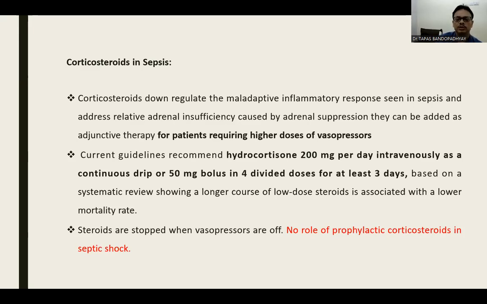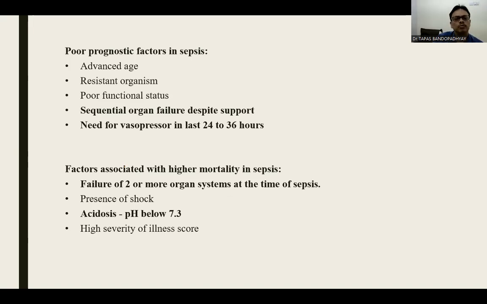Adrenal insufficiency caused by adrenal suppression can occur, so we add steroid as adjunctive therapy for patients requiring higher doses of vasopressor to support that particular phase. And there is no role of prophylactic corticosteroids in septic shock. And these are the poor prognostic markers or factors that come in septic shock.